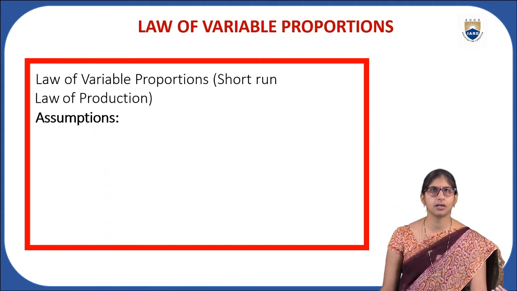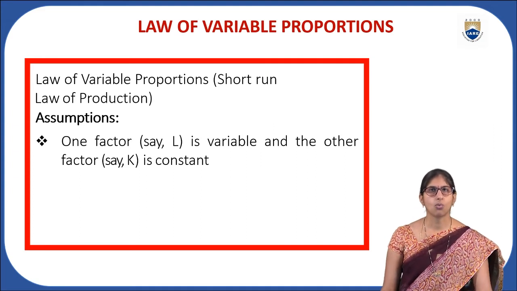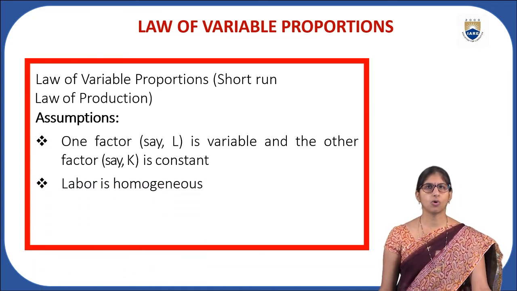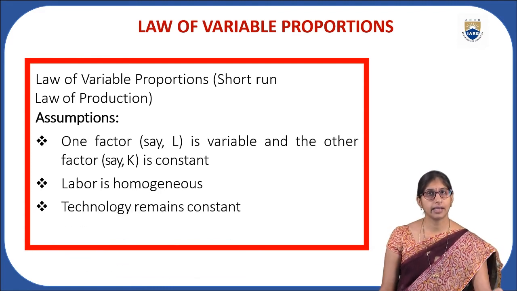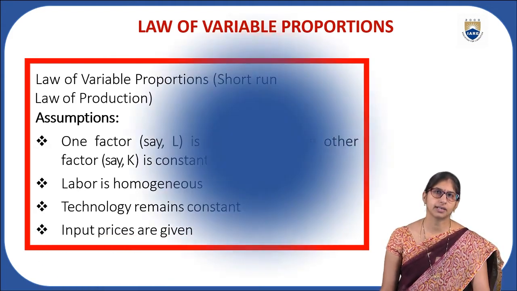Here we have certain assumptions for the law of variable proportion. The first assumption is that one factor is variable and the other factor is constant. When the other factor is constant, as I was telling, the plant is fixed and labor we can vary. It is going to be homogeneous, and land or capital remains constant for a given set of prices.